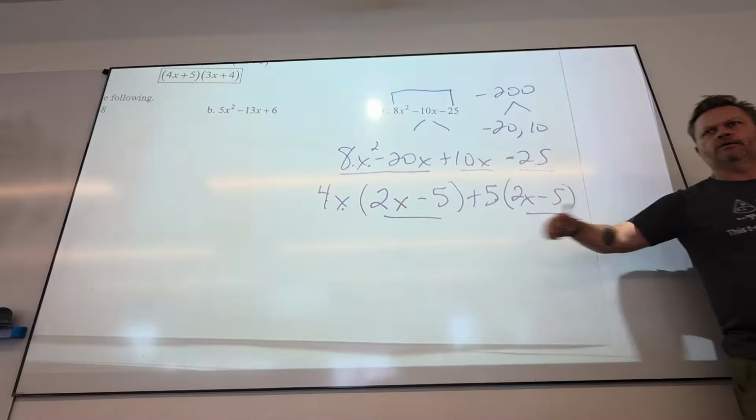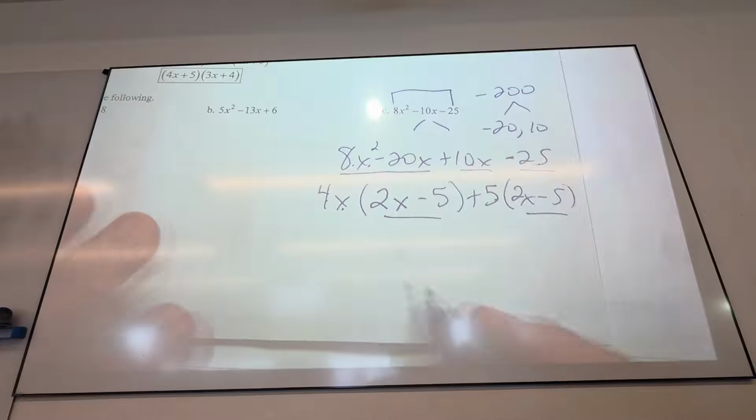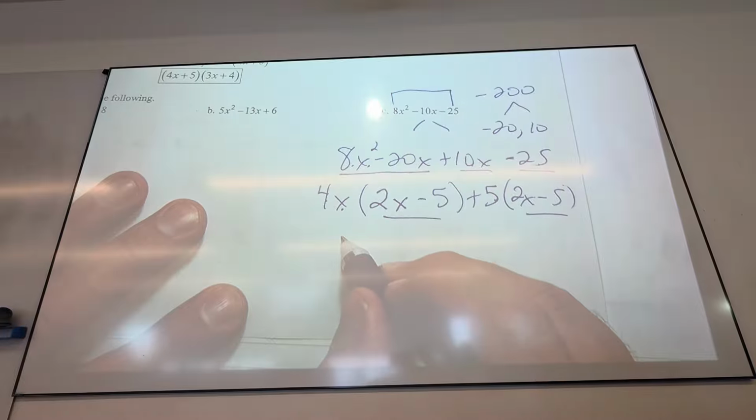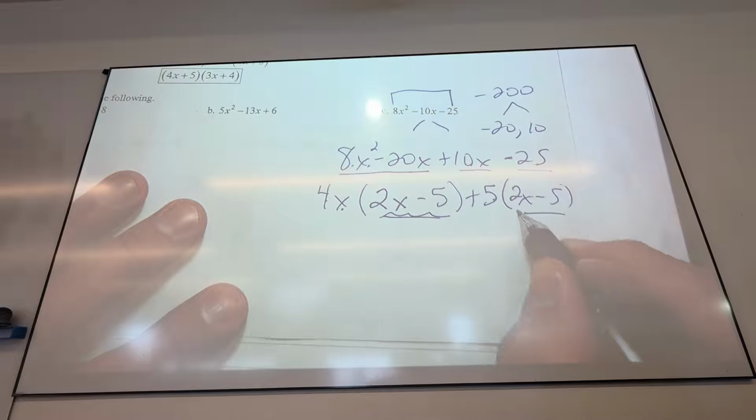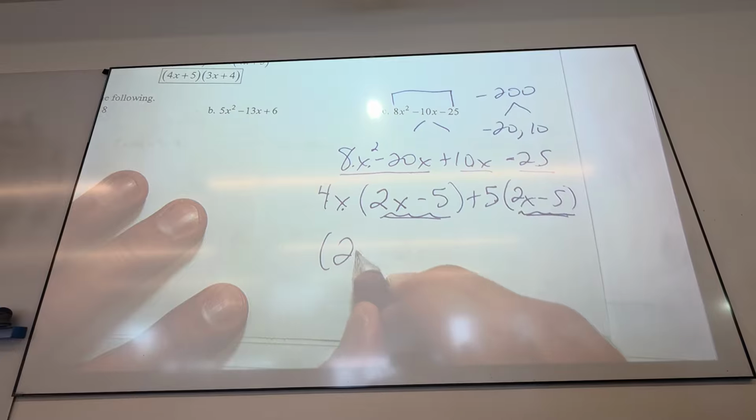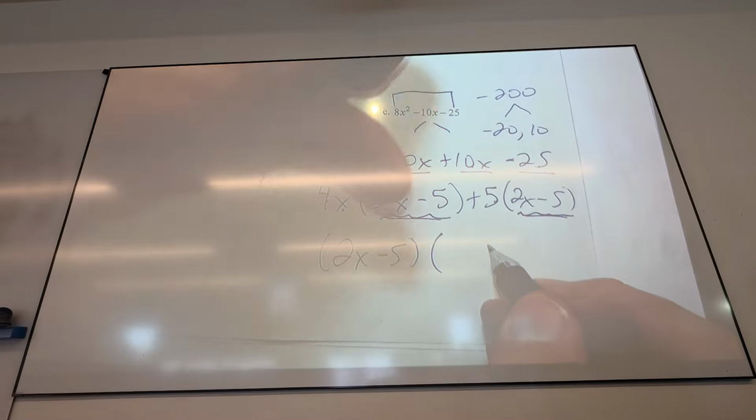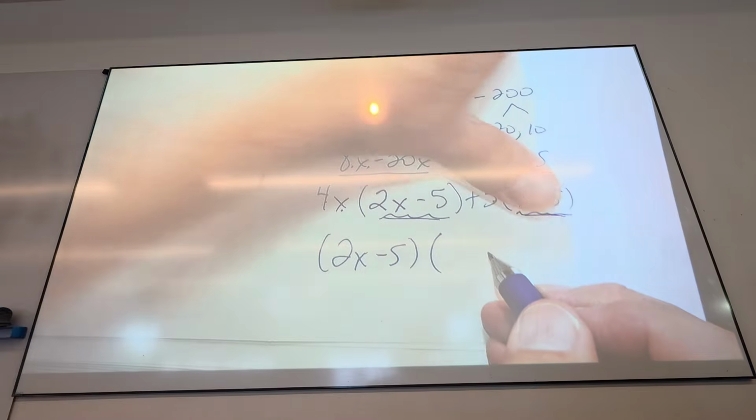Last step is going to be, what's the last step? Since these are the same, what can I do? Take it out. I'm left with 4x plus 5.